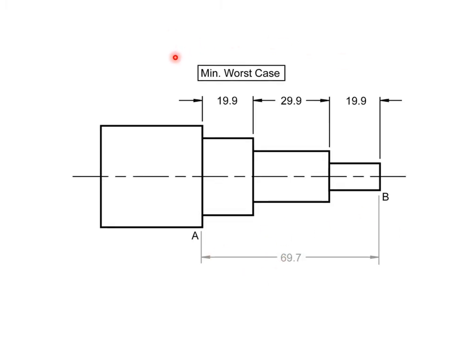Worst case on the minimum, which is 20 minus 0.1, 30 minus 0.1, 20 minus 0.1. The worst case, the minimum size we'll get is 69.7.